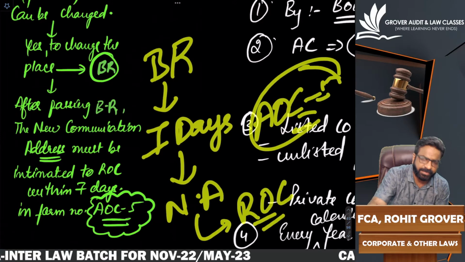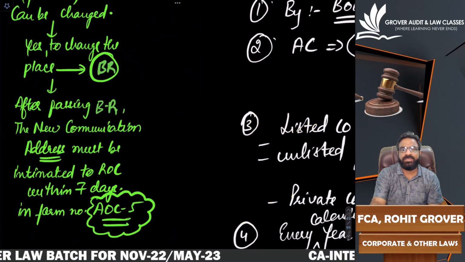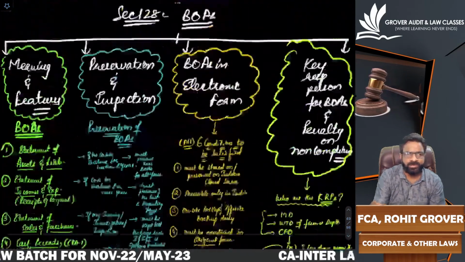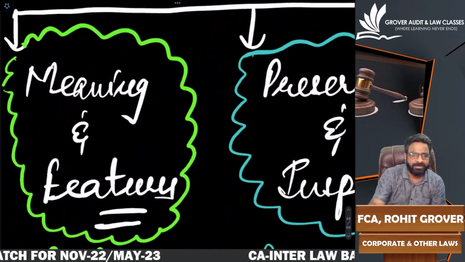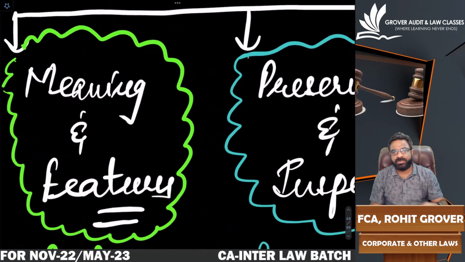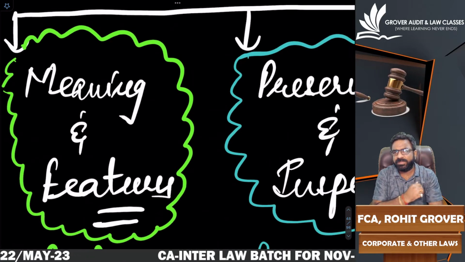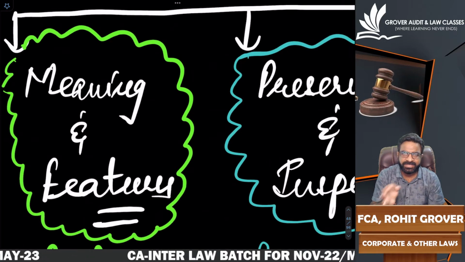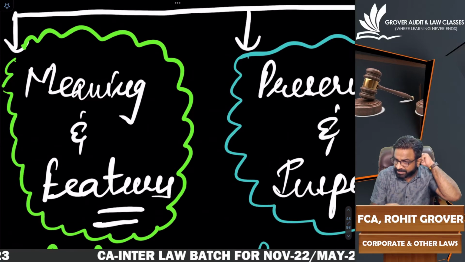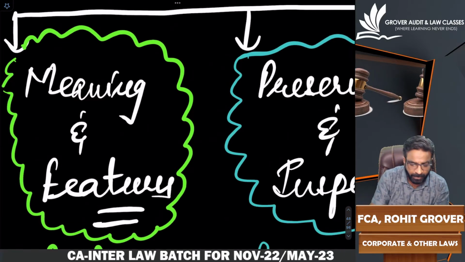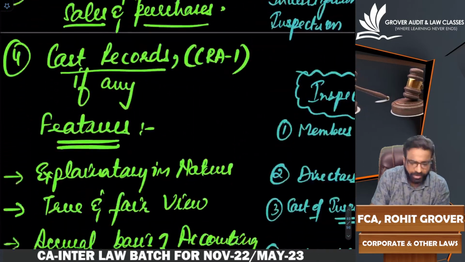Did you all understand? Yes, sir. So with that, what we learned? With that, we learned the meaning and features of the books of accounts. So my question is very simple. Ready to answer? What are the 4 types of books of accounts we maintain? Sale, purchase, assets, liability, income and expenditure. And what is the fourth one? Cost records.